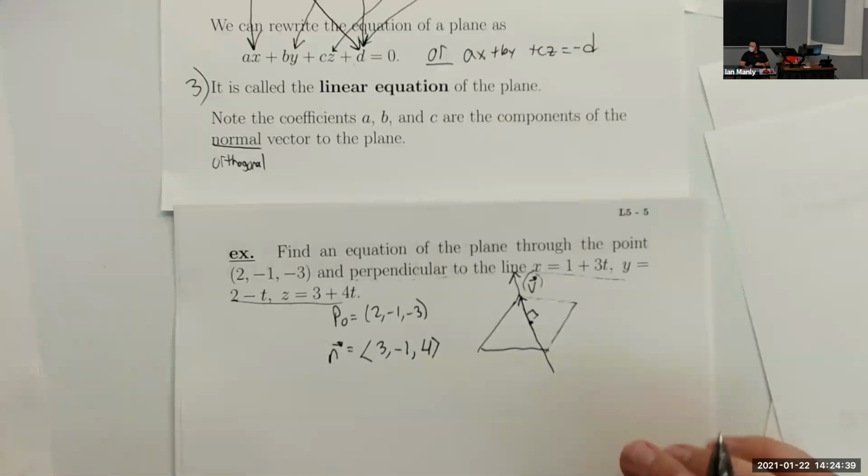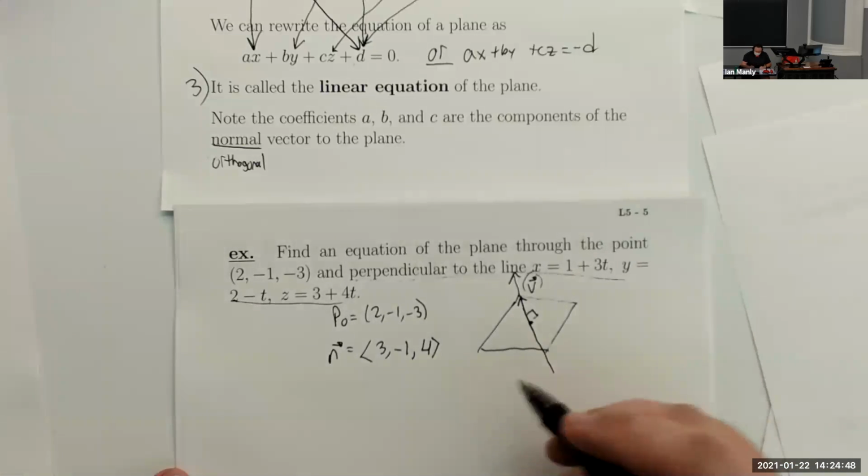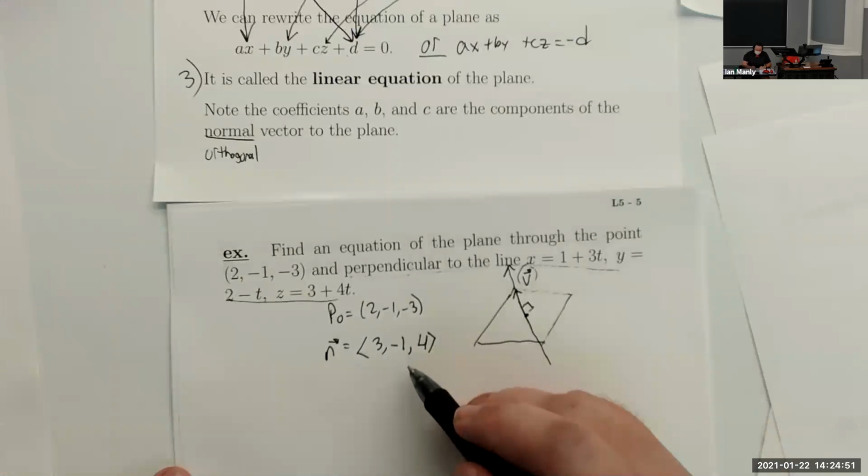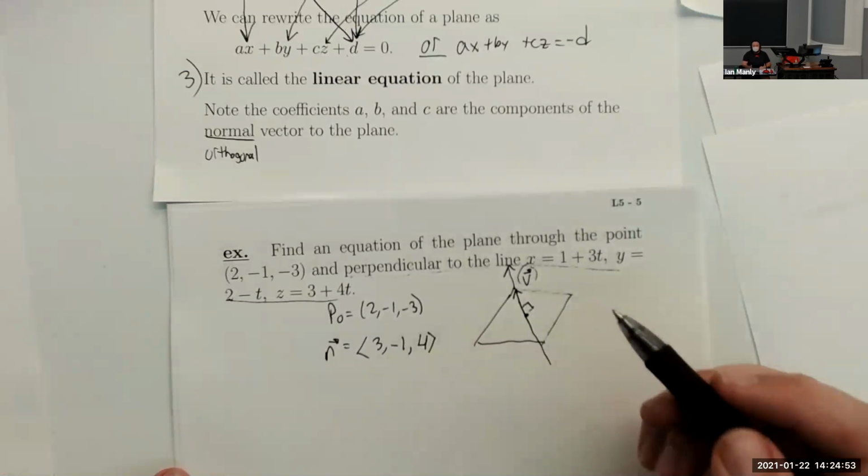Is perpendicular and normal the same thing? Yes, they have a lot of different names for the same thing. So perpendicular, normal, and orthogonal all mean the same thing. All right, now that we have these two ingredients right here, we can write down the equation of our plane.